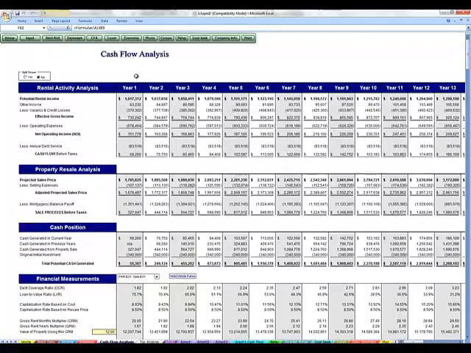Now, the next thing I'm going to show you is the goal seek function of the cash flow analyzer. This is a great tool. I just want to show you how it works and how to use it.